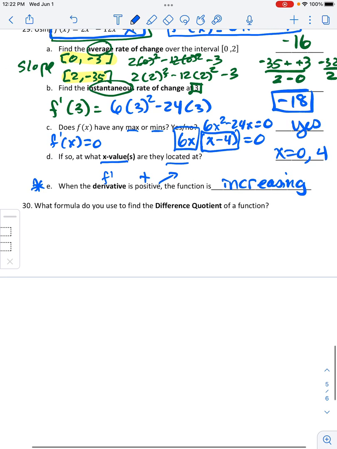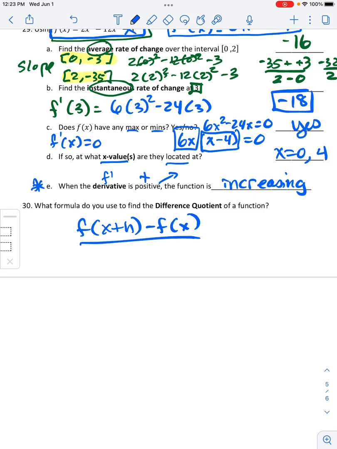And then this isn't even making you do the difference quotient. This is asking you what formula you would use, and that's this bad boy. I tortured you with that a lot between IXLs and paper. So we're gonna call that a wrap.